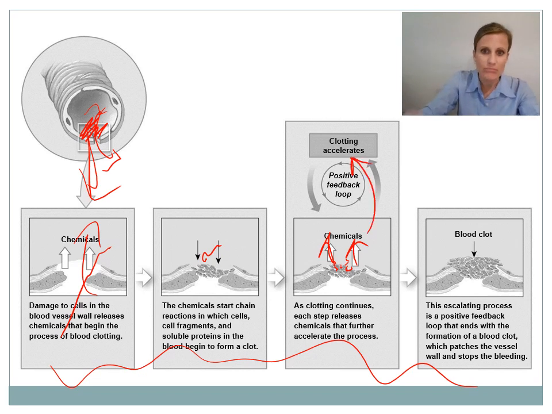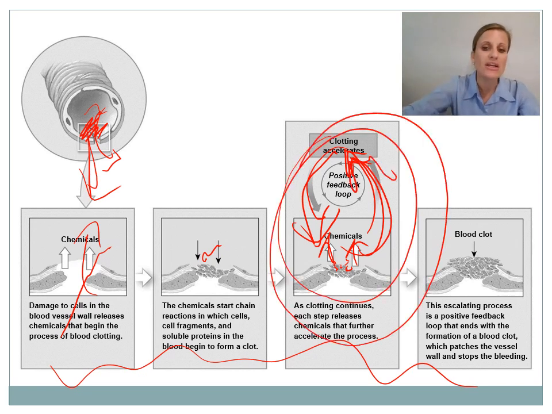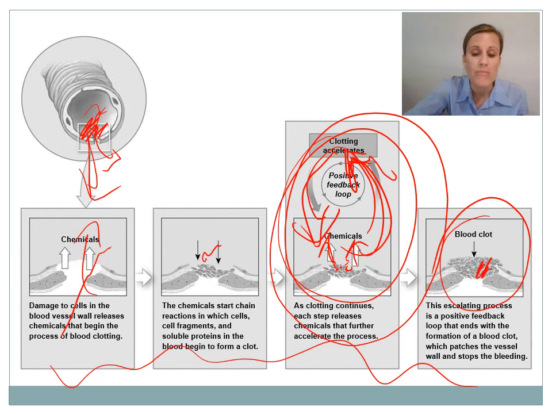And that makes more platelets and get sticky. It makes the blood clot more. And then that releases more chemicals, and that makes it clot more, and that releases more chemicals, and that makes it clot more. So there's this little period of time where the blood gets stickier and stickier and stickier, and then what do you know, eventually we're able to form this solid mass that patches up the vessel wall, so we stop bleeding, we stop losing blood.